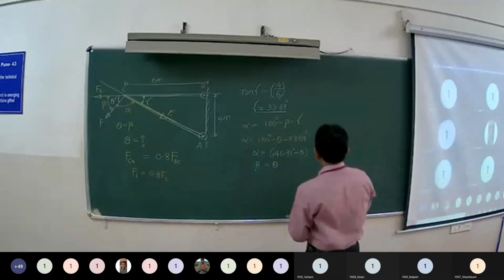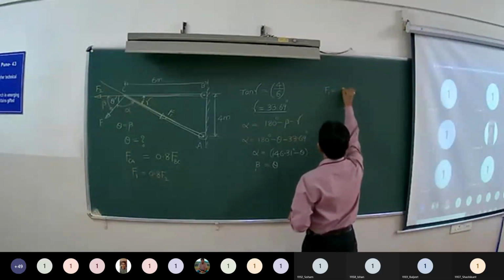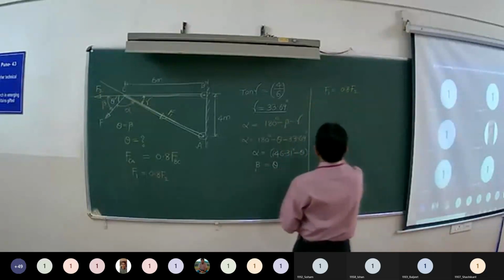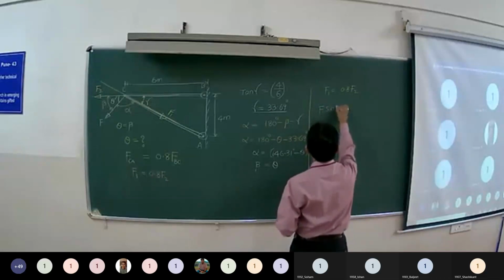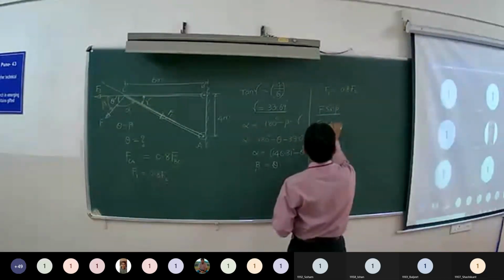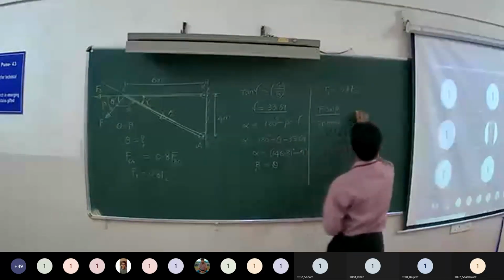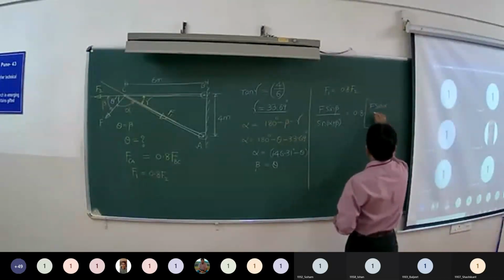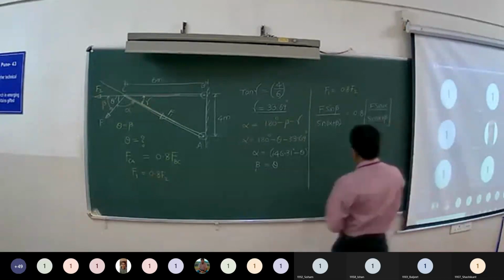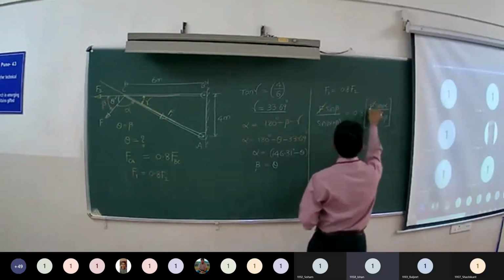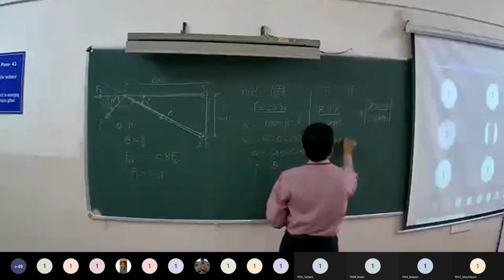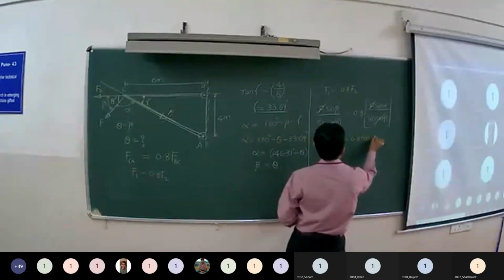Now using the given condition, that is F1 is equal to 0.8 F2. What is the formula for F1? It is F sin beta upon sin alpha plus beta is equal to 0.8 into, what is F2? It is F sin alpha upon sin alpha plus beta. So by cancelling F and sin alpha plus beta on both sides, you have sin beta is equal to 0.8 sin alpha.